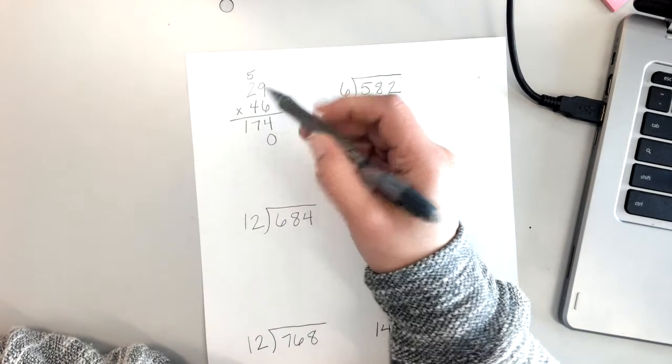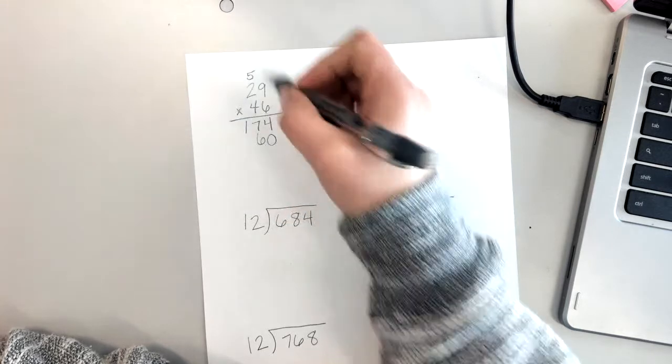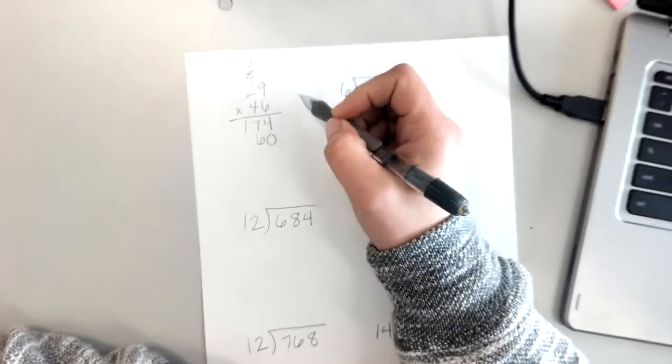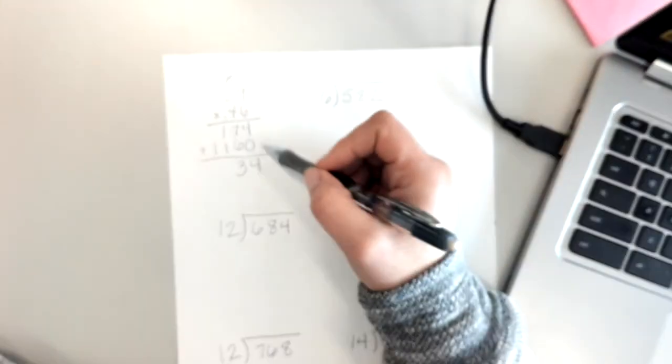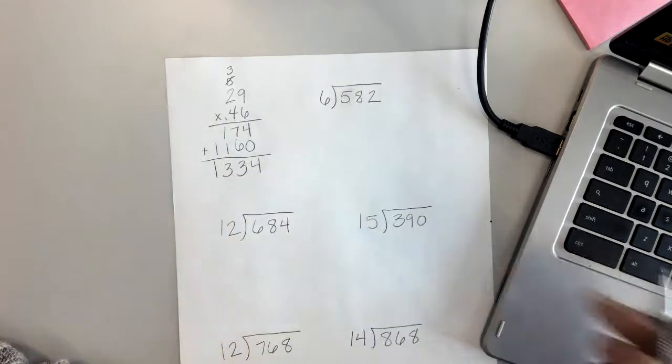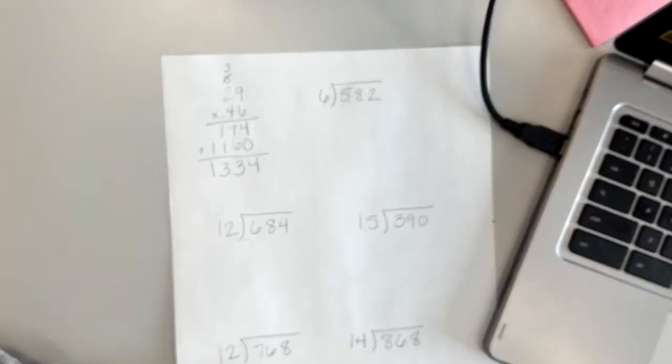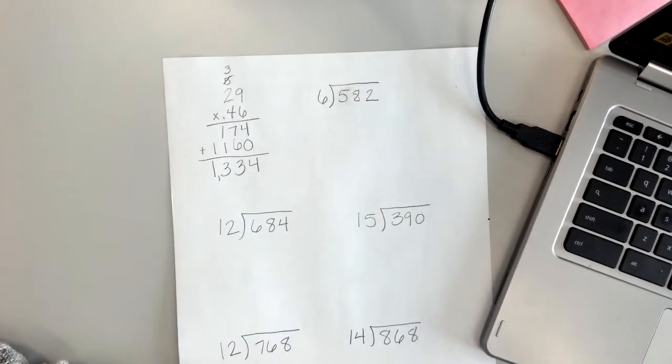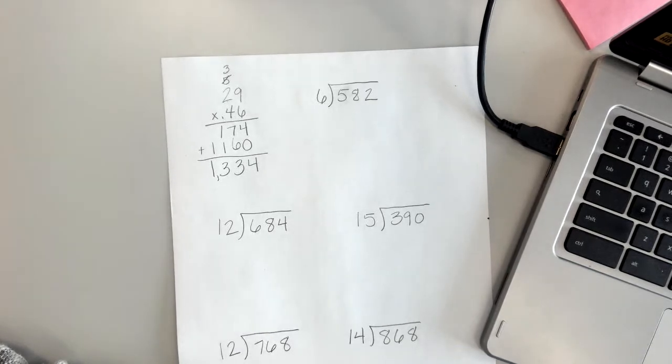4 times 9 is 36. The 6 goes to the bottom. The 3 goes up here. 4 times 2 is 8, plus 3 is 11. 4 plus 0 is 4. 7 plus 6 is 13. Carry the 1. I don't know how to make the light better here. 1 plus 1 plus 1 is 3. And then 1. There we go. There's the light. Nicely done. 1,334 is the answer you should have gotten.